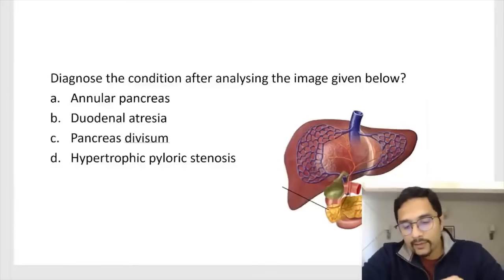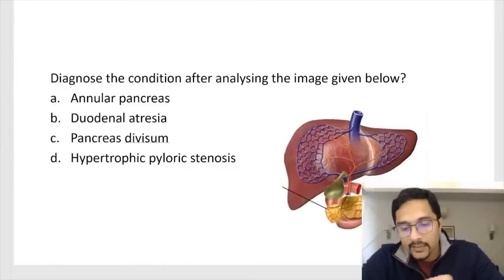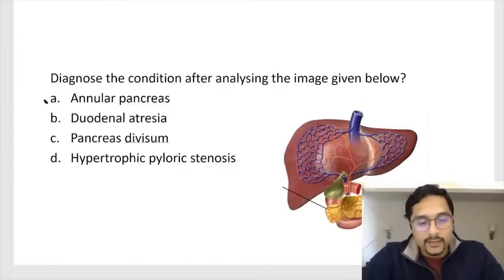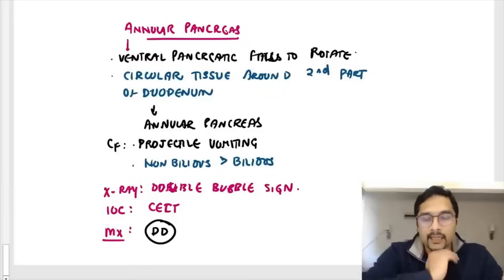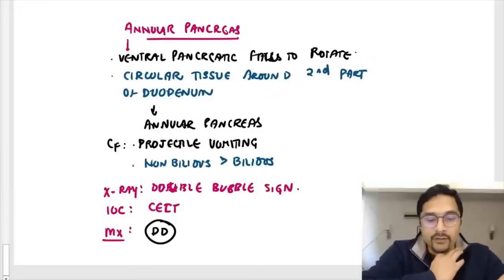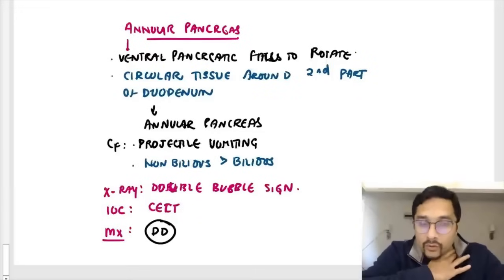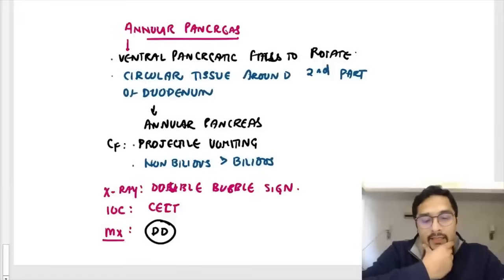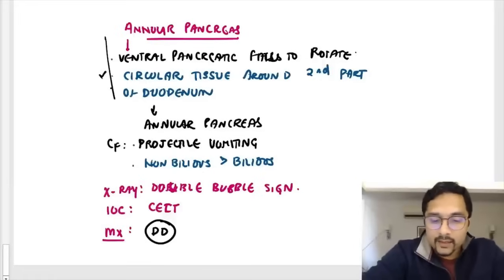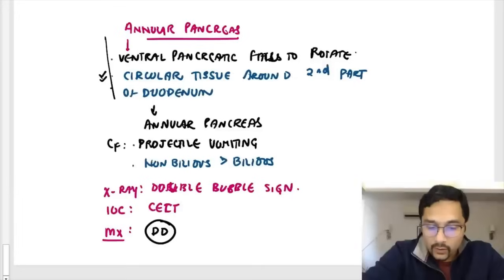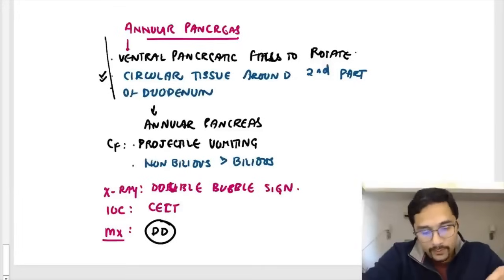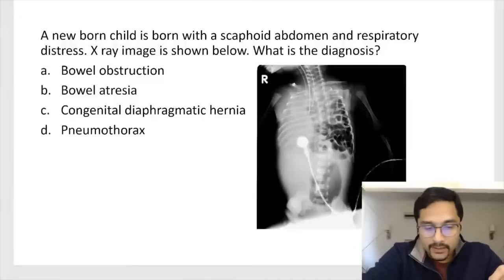This was also asked in the FMG exam. You have to identify the condition. You can see that the pancreas is wrapping around the duodenum. This is annular pancreas. Annular pancreas forms when the ventral pancreatic bud fails to rotate. There's going to be circular tissue around the second part of the duodenum. The patient is going to come with projectile vomiting. Again, double bubble sign will be seen.